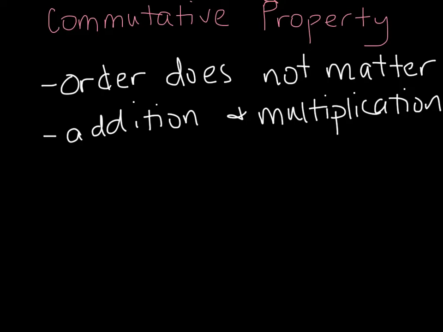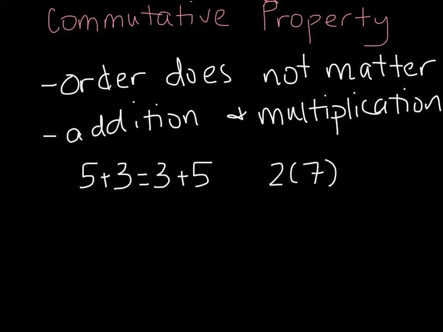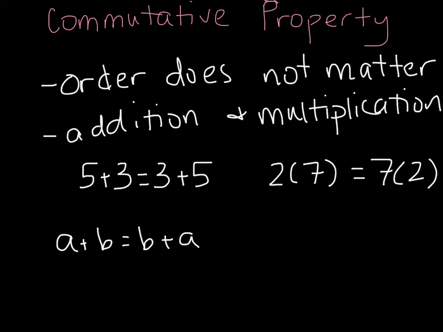So our examples would be that if I had 5 plus 3, that is the same thing as 3 plus 5. Or multiplication, if I have 2 times 7, that's the same thing as 7 times 2. Sometimes we see it written as A plus B equals B plus A, or A times B equals B times A.